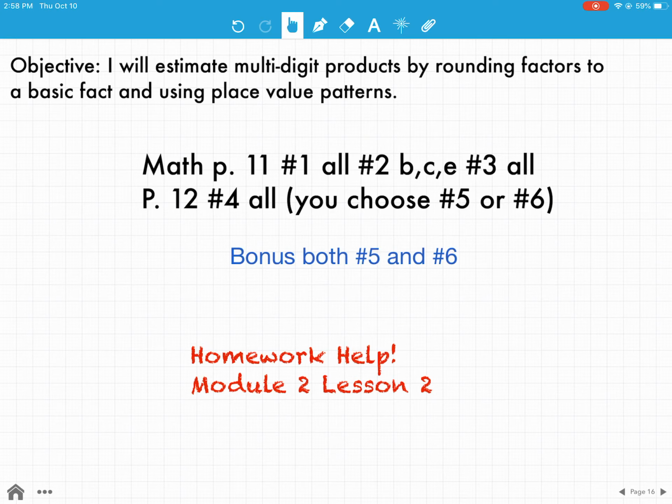Alright, hopefully this records. This is our objective. I will estimate multi-digit products by rounding factors to basic facts and using place value patterns. This is homework help, module 2, lesson 2, take 2.